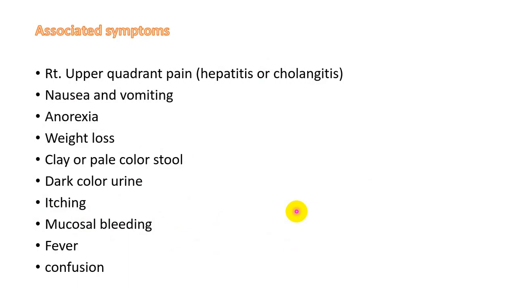What is the associated symptom with jaundice? Is there any abdominal pain, mainly right upper quadrant pain over the liver, which could indicate infection, inflammation, or collection? Is there any nausea, vomiting, anorexia? Is there any weight loss, which could indicate underlying malignancy?